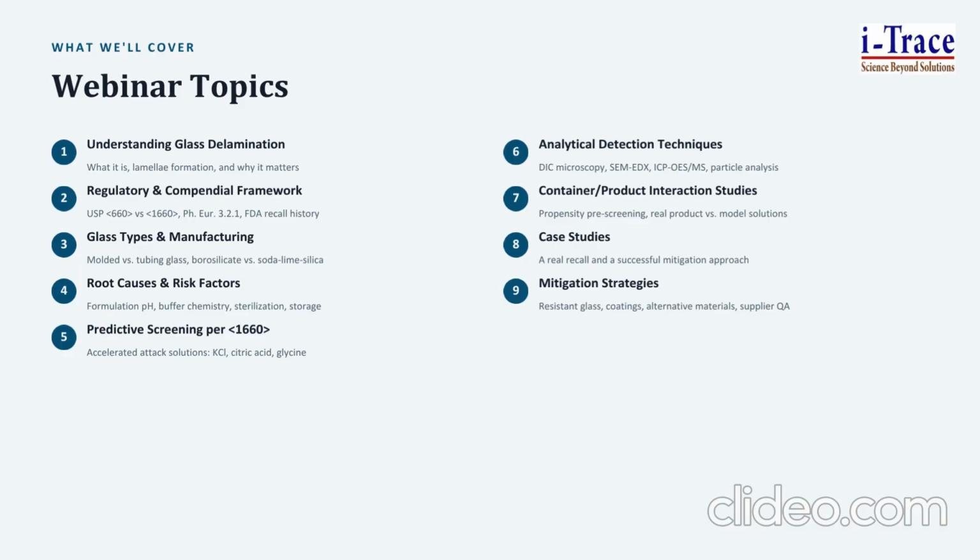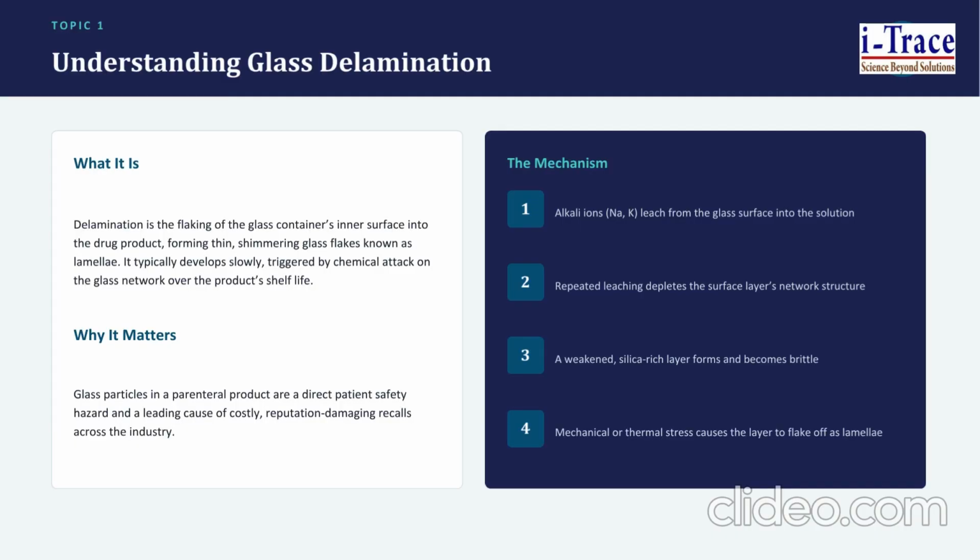We'll start with the fundamentals, what delamination actually is and why regulators care so much about it. From there we'll move into the compendial framework, the manufacturing side of glass, the root causes that actually trigger delamination, and then the practical heart of the session, how USP 1660 recommends you screen for it, and which analytical techniques give you the clearest picture. We'll wrap up with 2 real-world case studies and a set of mitigation strategies you can take back to your team this week. Let's start with the basics.